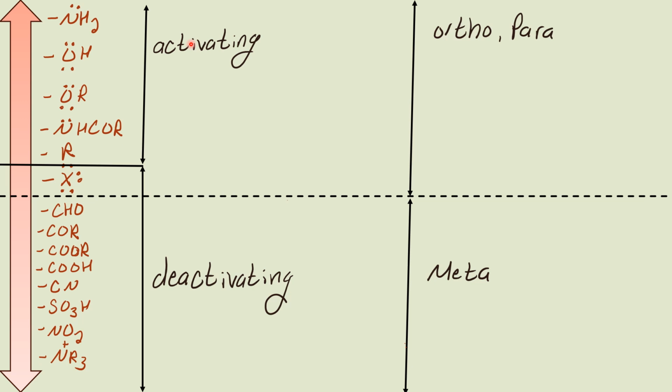or para position. The groups below this dotted line are meta directors, so they'll make any incoming substituents add in the meta position. Keep in mind all ortho-para directors are alkyl groups or have a non-bonded electron pair, while all meta-directors have a full or partial positive charge.